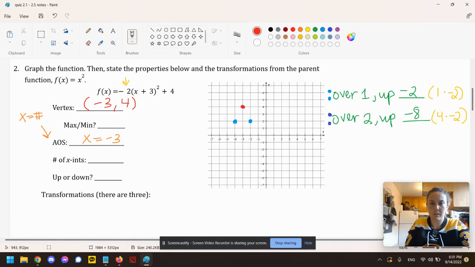So I started at my red vertex, I went over left and right, and then down 2. Next 2 points, I'm going to again start at the vertex, go over by 2, and up by -8, aka down by 8. I then very artistically draw my line, but knowing that Miss Power is about to grade me on the dots rather than the line.